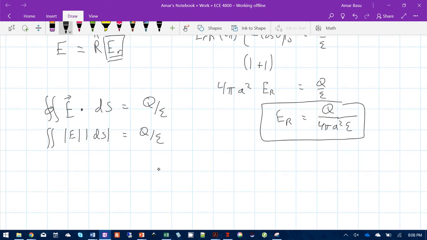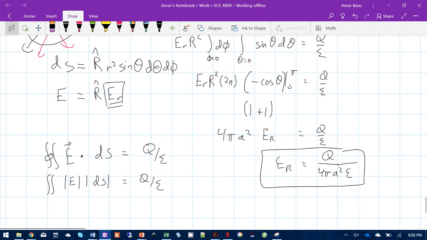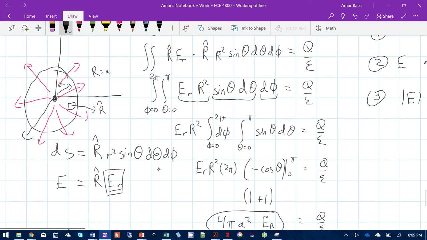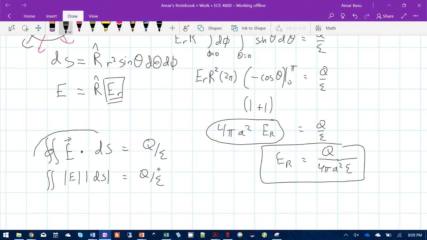If we take this and we solve here, what did we find here? We found that this was equal to 4 pi a squared times E sub r. What's 4 pi a squared? It's the surface area of a sphere. This equation here describes total flux. What is total flux? It's adding up all the electric fields everywhere on the surface.